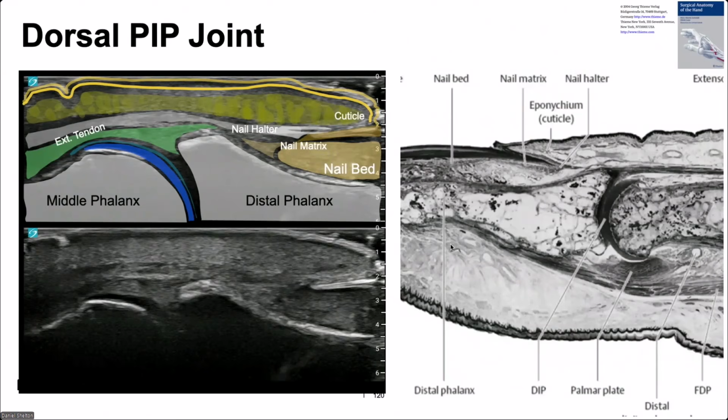Here's a cadaver cross section, also out of the Surgical Anatomy of the Hand atlas, where you can really appreciate that layer coming across to the nail root. And then it does a good job at distinguishing where the cuticle is, where the matrix is, where the nail halter is, and then the nail bed.